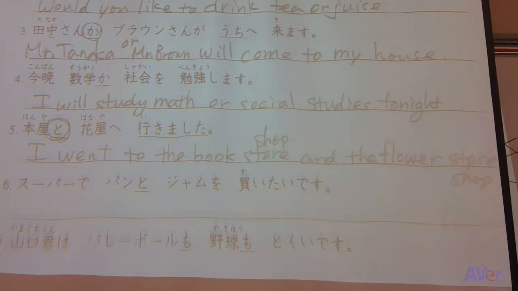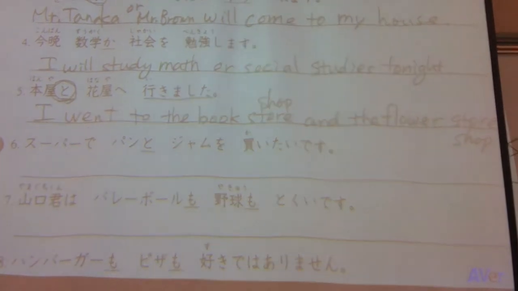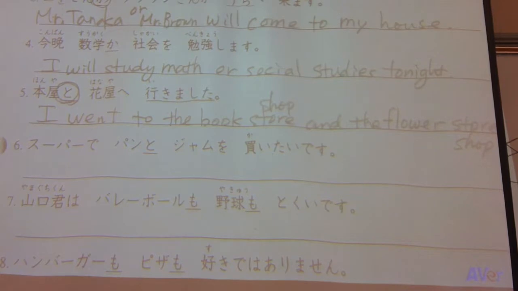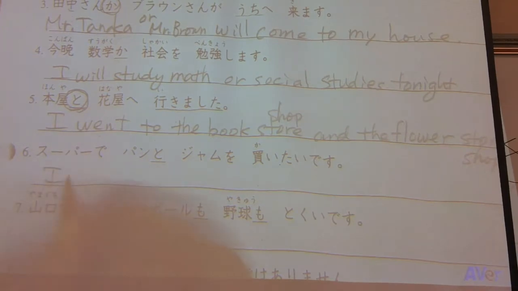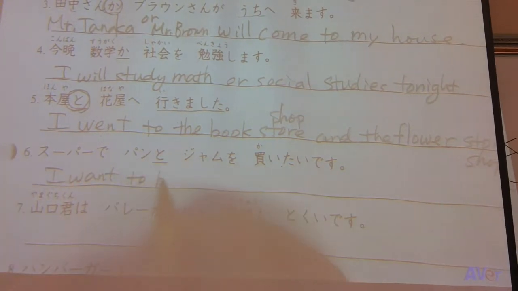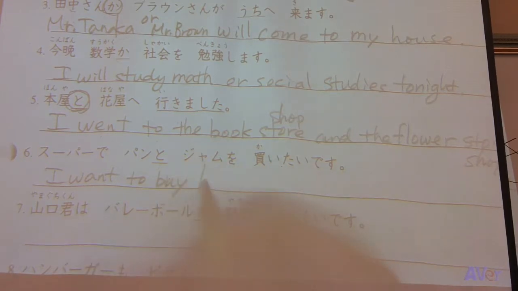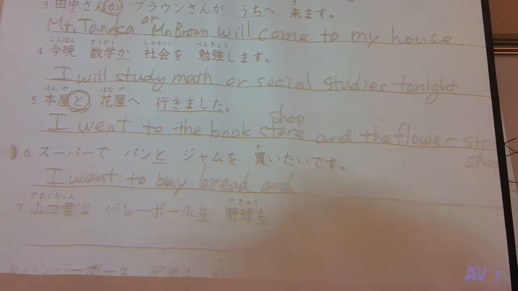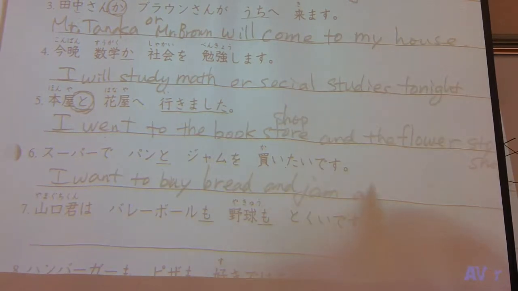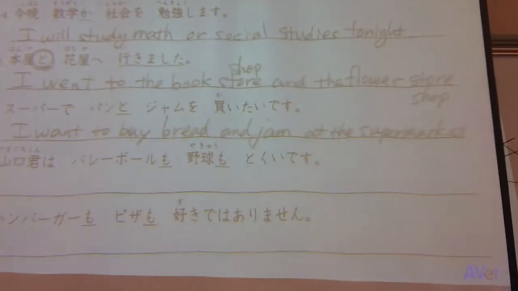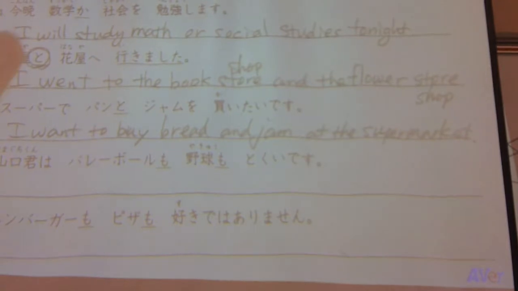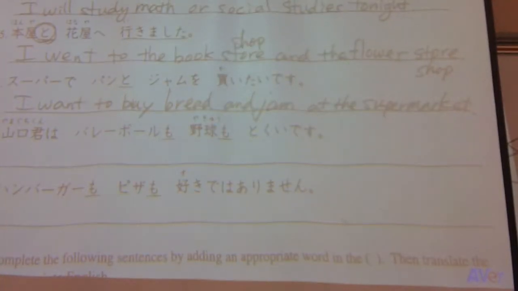Okay? I want to buy bread and jam at the supermarket. Okay. So, I want to buy bread and jam at the supermarket. I want to buy, kaitai desu. Want to buy it. Okay? Alright. So, jam to pan ga? That's fine.